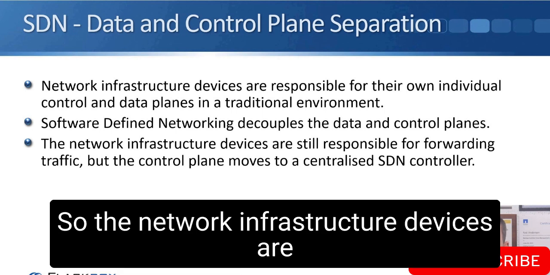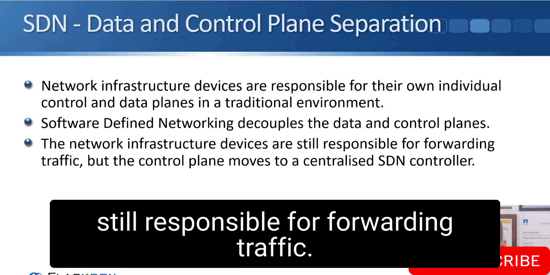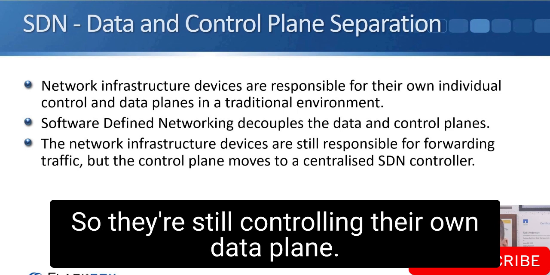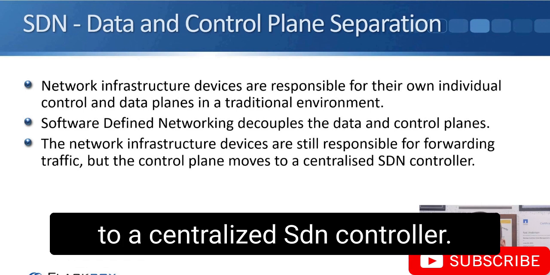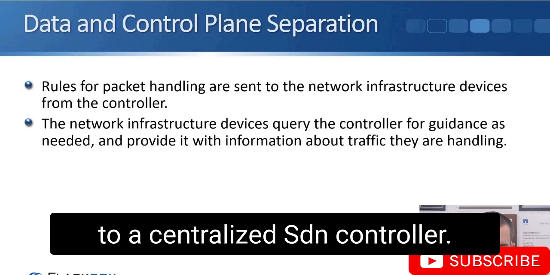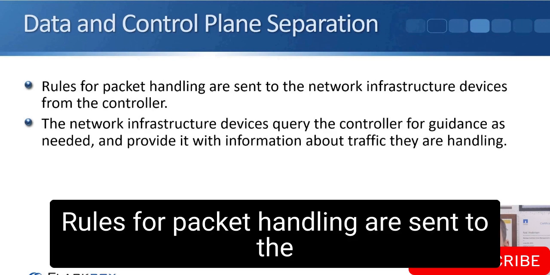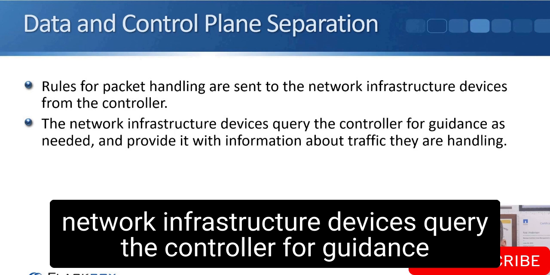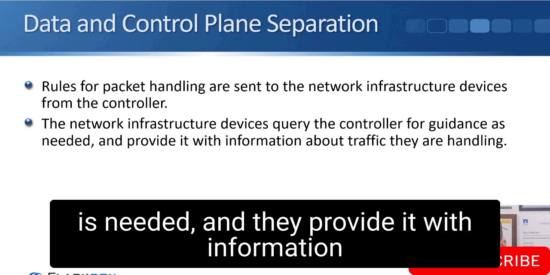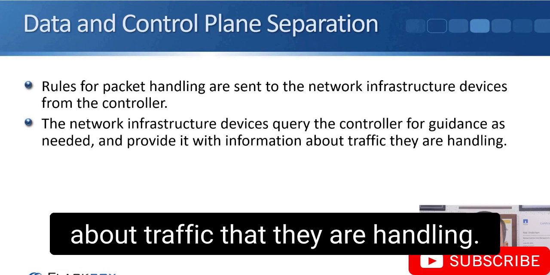So the network infrastructure devices are still responsible for forwarding traffic, so they're still controlling their own data plane, but the control plane intelligence moves to a centralized SDN controller. Rules for packet handling are sent to the network infrastructure devices from the controller. And the network infrastructure devices query the controller for guidance as needed, and they provide it with information about traffic that they are handling.